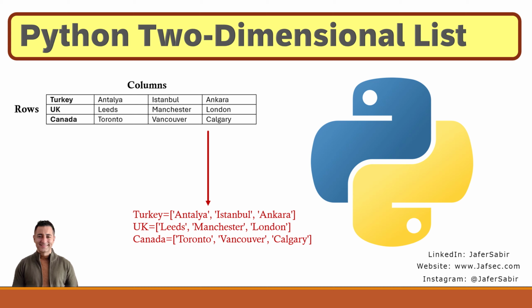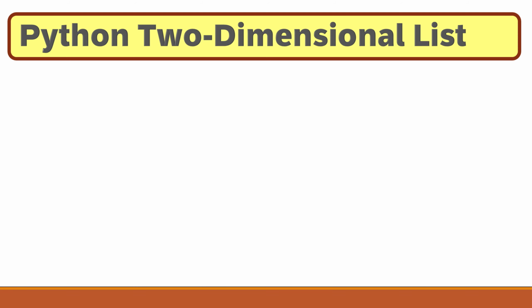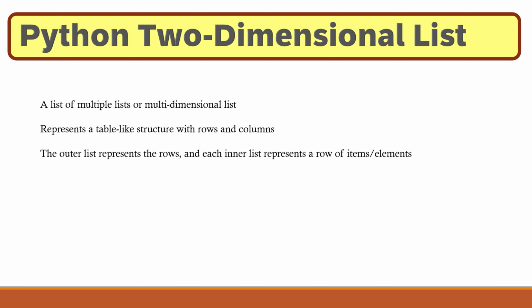We have already covered off lists, which are collections of items. And in this video, we will have a look at two-dimensional lists, also known, for short, as 2D lists. A 2D list is essentially lists within a list, or you can call them multiple lists, or also known as multi-dimensional lists. And it represents a table-like structure with rows and columns.